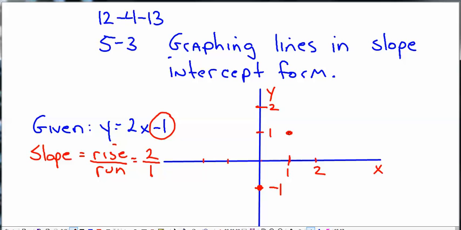From that point, you're going to rise 2 units, and you're going to run how many? 1 to the right. Now that you have 3 points, you can connect your points. So there and there is your line. That's the graph of y equals 2x minus 1. Any questions there?